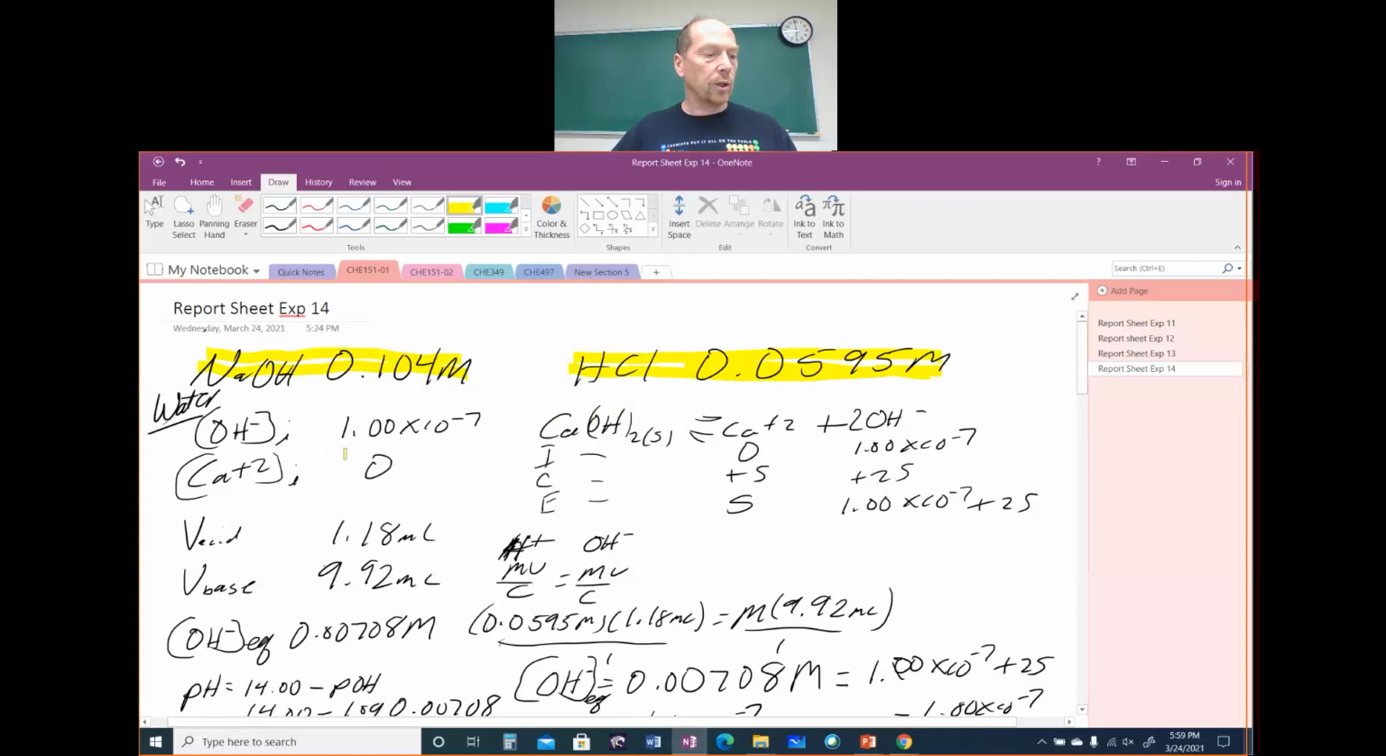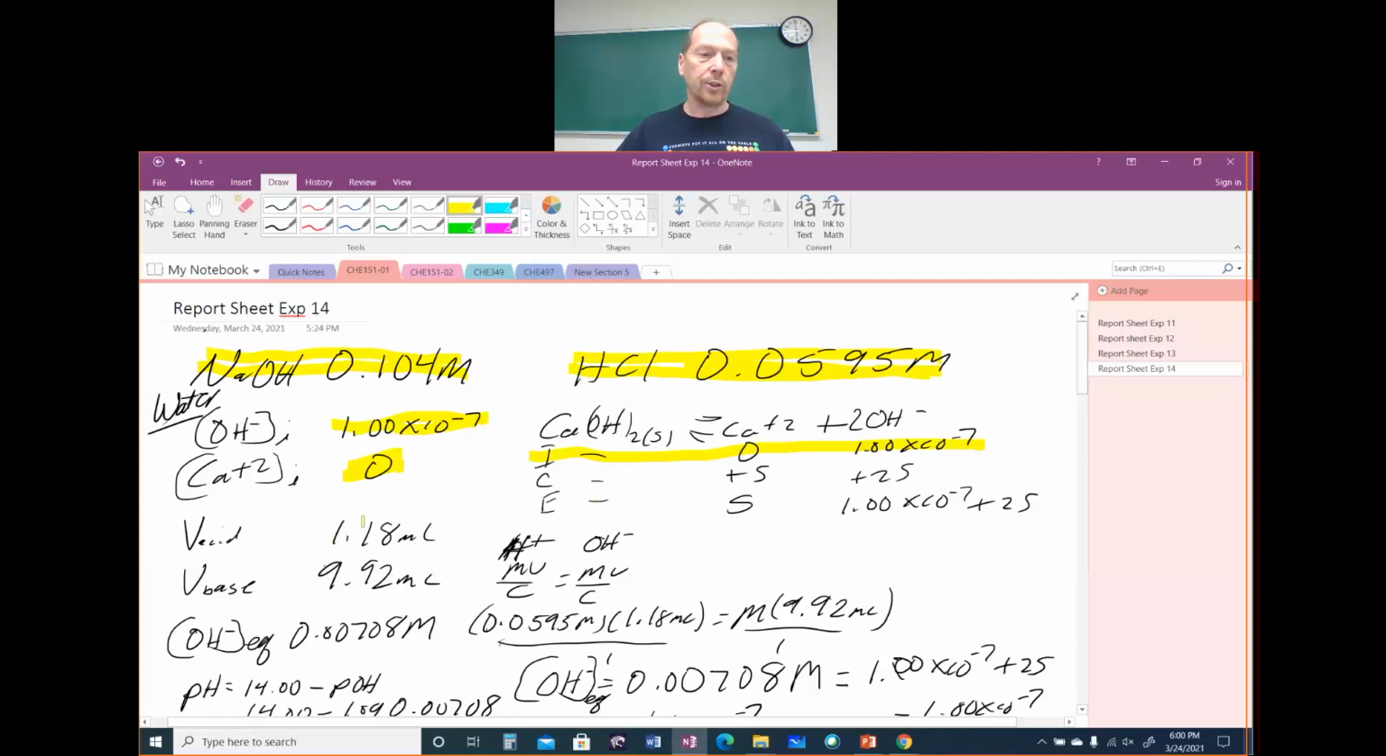All right, and so we started with water. The initial concentration of OH minus in water, it's 1 times 10 to the minus 7. Initial concentration of calcium, 0. So here is our reaction. It is calcium hydroxide dissolving into calcium plus 2 and 2 OH minus. 0 is the initial concentration of calcium plus 2. In water, we have a 1 times 10 to the minus 7 concentration of OH minus.